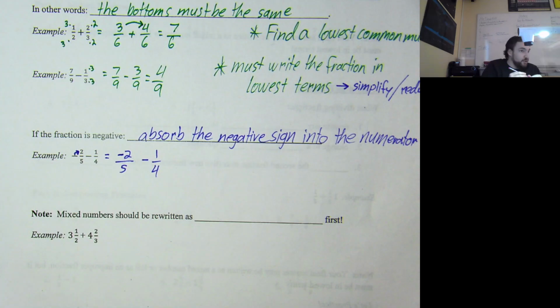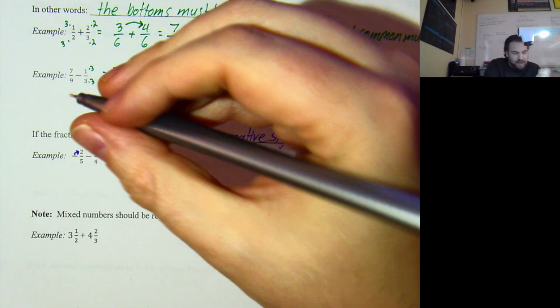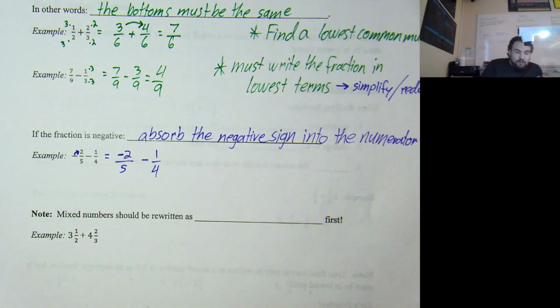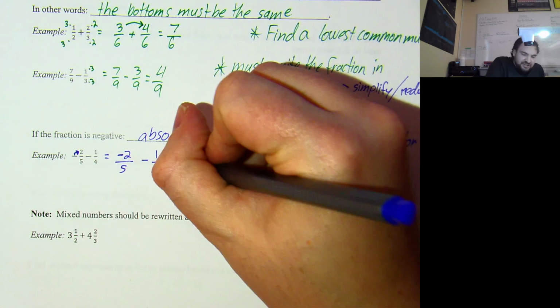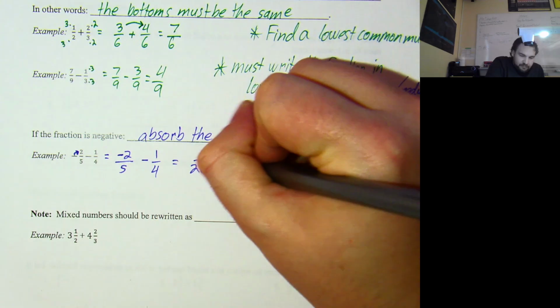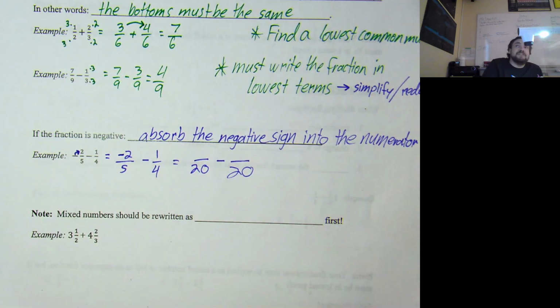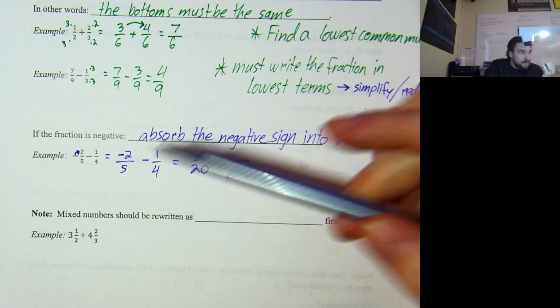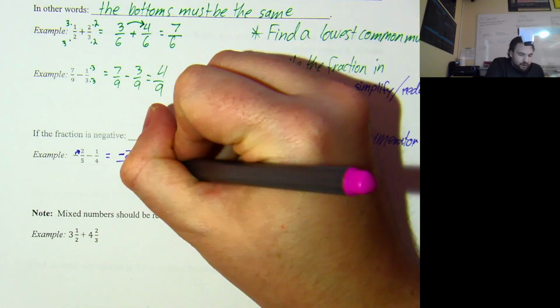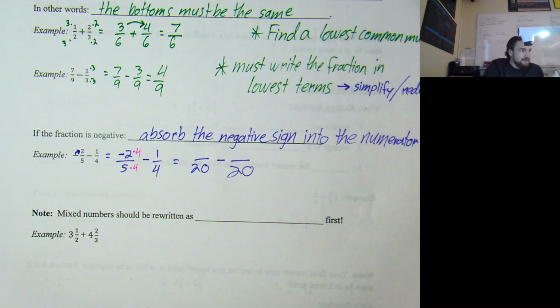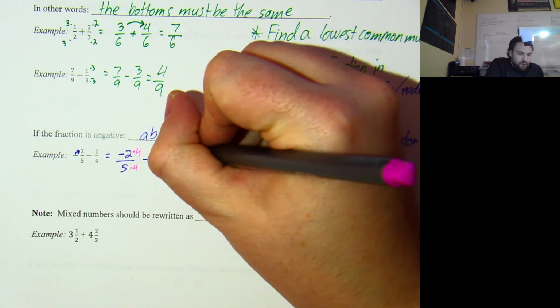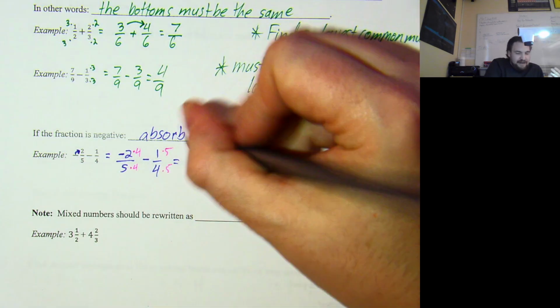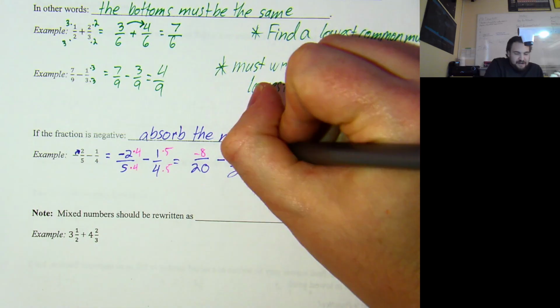20. If I want to make both fractions out of 20, what do I have to do to the top and bottom of my first fraction? Multiply top and bottom by 4. And my second fraction, I multiply top and bottom by 5. Okay, cool. So that's going to become negative 8 over 20 minus 5 over 20.